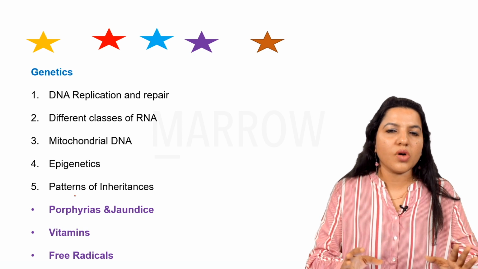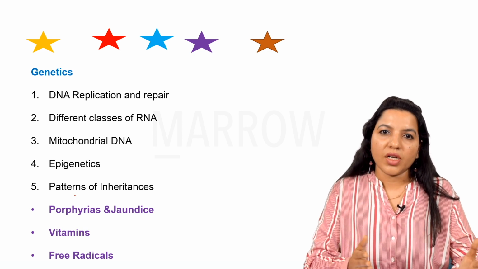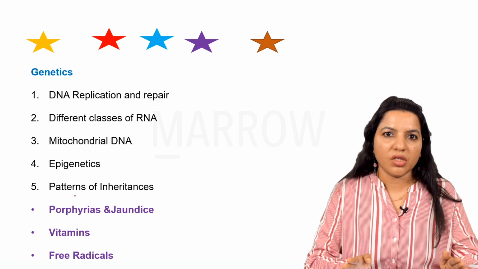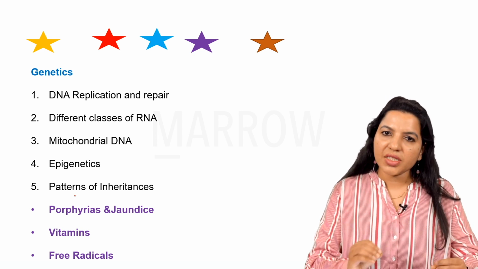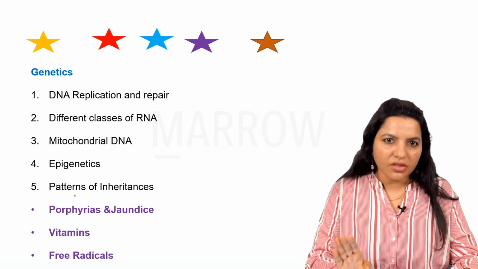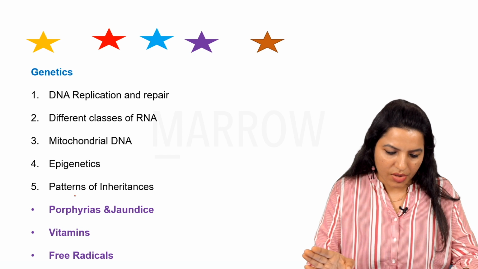The choice is up to you. I'm not forcing you to do any particular thing. But never miss hyperbilirubinemia. Vitamins, I'll tell you how to learn vitamins later. Then free radicals. So these are the 5-star topics in biochemistry.